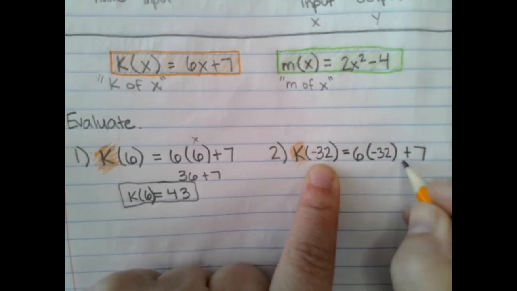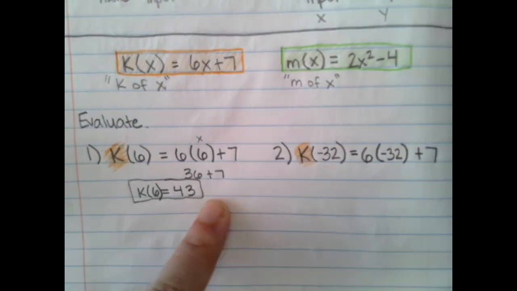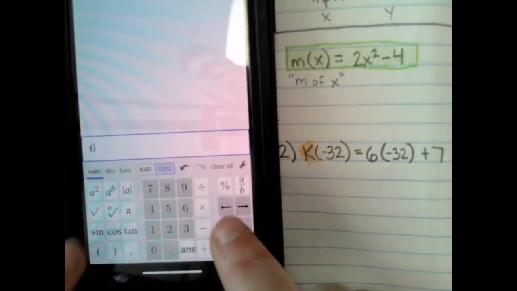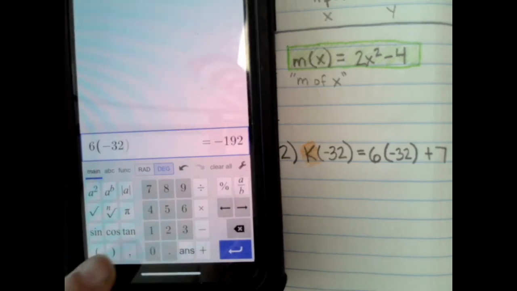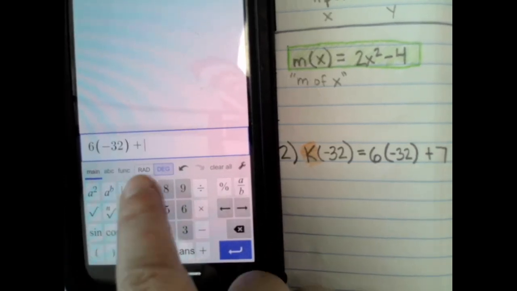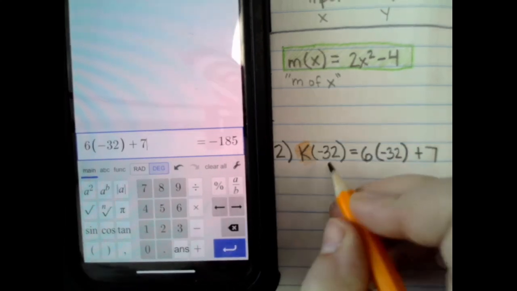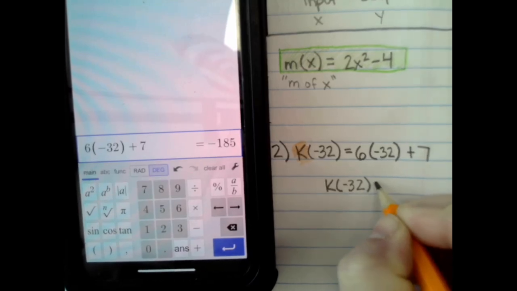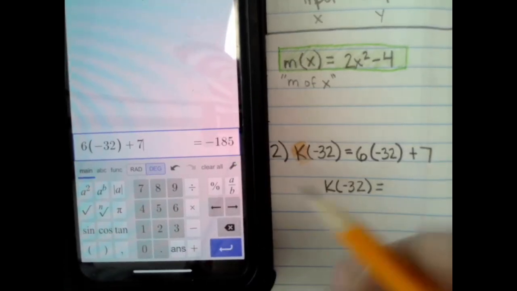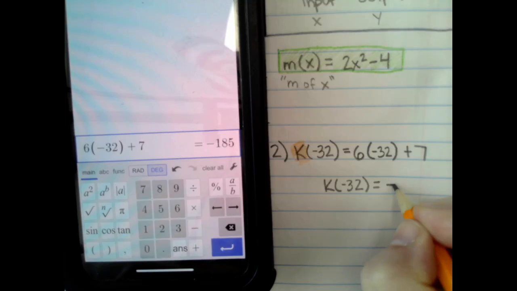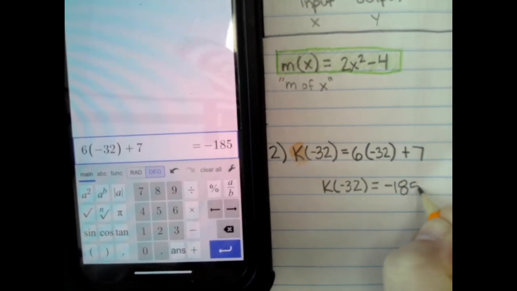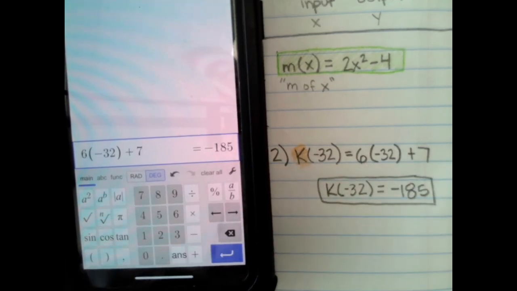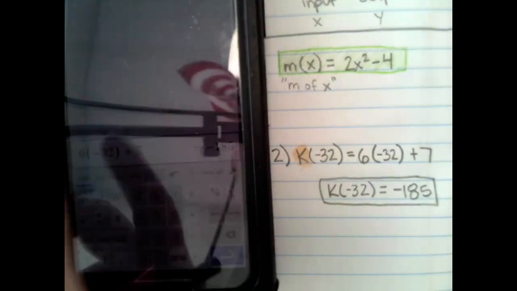Now, we could show our work here and do it just like how we did the other one, or we're kind of at the point with Desmos that we can just type this whole thing in. So 6 parentheses negative 32 plus 7. And we know that k of negative 32 equals negative 185. All right, we got 3 more problems.